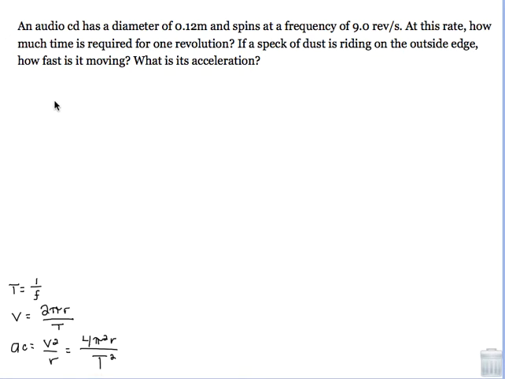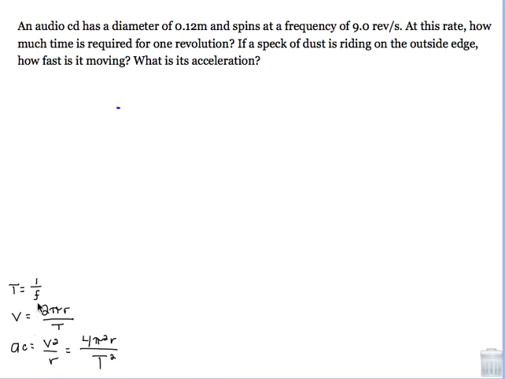An audio CD has a diameter of 0.12 meters and spins at a frequency of 9 revolutions per second. At this rate, how much time is required for one revolution? If a speck of dust is riding on the outside edge, how fast is it moving? What's the acceleration? Okay, so first let's find the time it takes for one period.